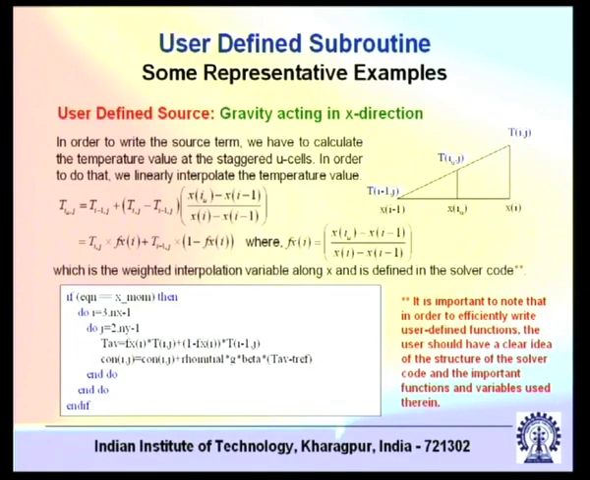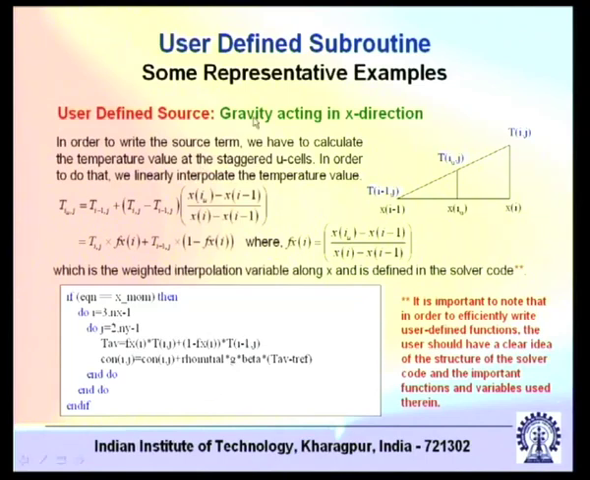So let us go through some representative examples for user defined functions. Let us consider that you require a gravity acting in x direction. Let us say that your code has gravity acting along y direction. Now you have to implement gravity acting along x direction. Of course you can swap x and y if you want, but if you want to implement it by yourself, let us say your code has no provision of implementing a gravity source term and you want to implement that.